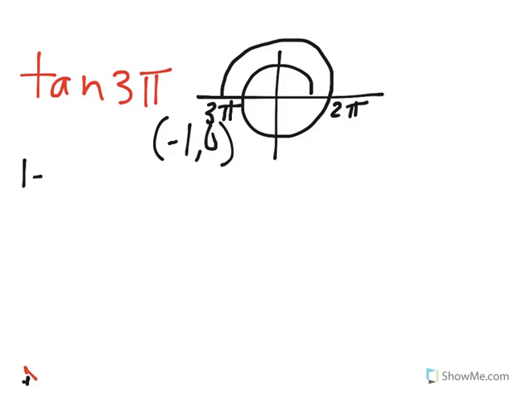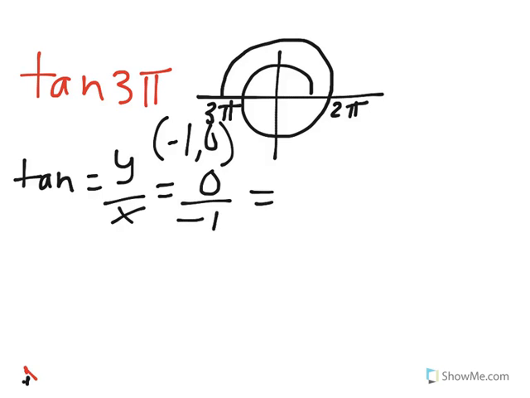Now remember, tangent is always equal to the y coordinate divided by the x coordinate. So in this case, this would be 0 divided by negative 1, which just gives you 0. So the tangent of 3 pi would be 0. So that's right here. Okay, let's go on to our next example.